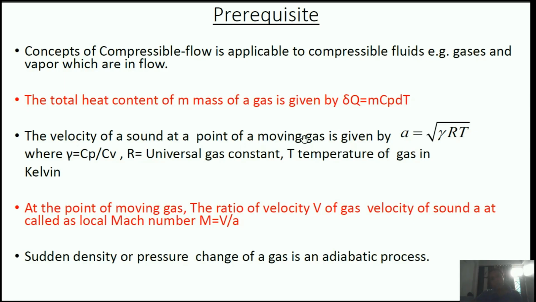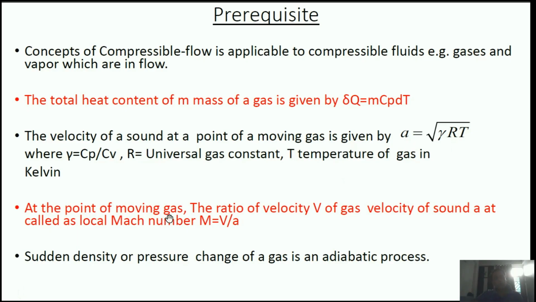Third thing you must keep in mind is that when sound propagates, it propagates with some speed. When sound propagates through some gas, the speed of sound is given by small a equals root gamma RT. Here gamma is the ratio of specific heats of the gas, means Cp and Cv, specific heat at constant pressure divided by specific heat at constant volume. R is the gas constant and T is the temperature in Kelvin. So this is the speed of sound in a gas.